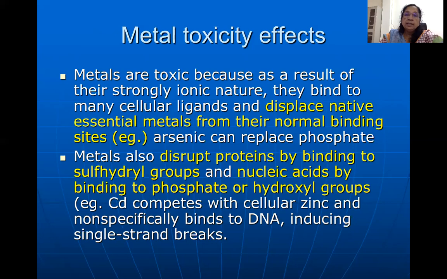in biological cells. Biological cells contain phosphate, and if arsenic is taken up by the cells, it will interact with the cellular ligands and replace phosphate. So wherever phosphate is in our cells, it will be replaced by arsenic, and the biological functions will be disrupted. Metals also disrupt proteins by binding to the sulfhydryl groups of the proteins. They also disrupt nucleic acids by binding to the phosphate or hydroxyl groups of the nucleic acids. For example, cadmium competes with cellular zinc and non-specifically binds to the DNA, inducing single strand breaks of the DNA.